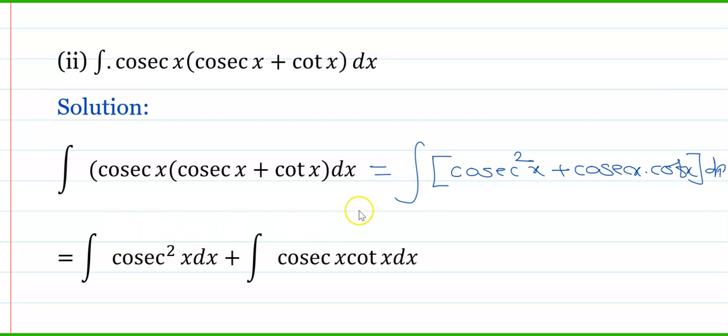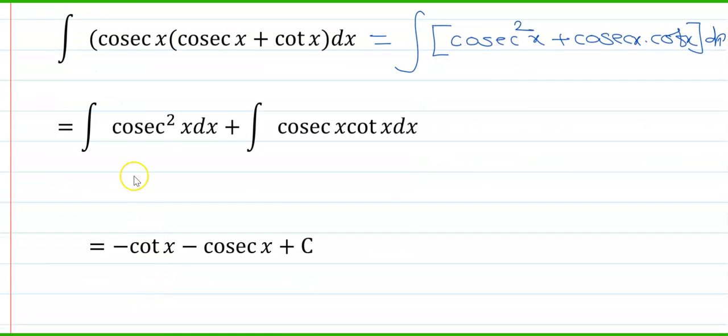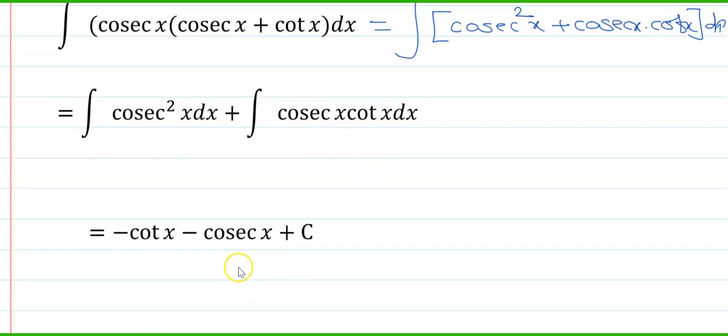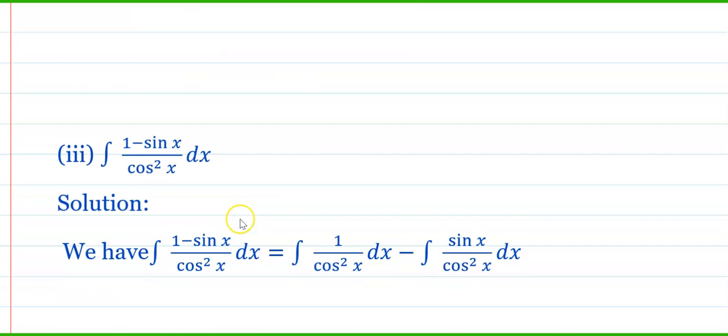Okay. Now the integral of cosec square x dx plus the integral of cosec x cot x. Again, we know which function has derivative cosec square x: it is minus cot x. Which function has derivative cosec x cot x: it is minus cosec x. Also, you can remember the integral of cosec square x is minus cot x, and the integral of cosec x cot x is minus cosec x. Okay, and this is the answer.